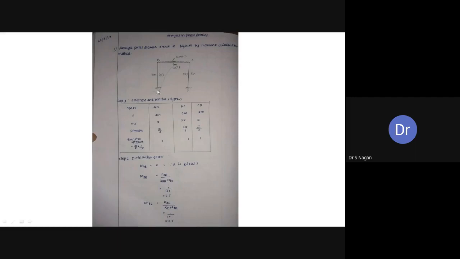So a fixed end won't have any distribution factor. Therefore, DF for AB is zero. We need to write that since A is fixed. Now we'll calculate the distribution factor for BA, DFBA.